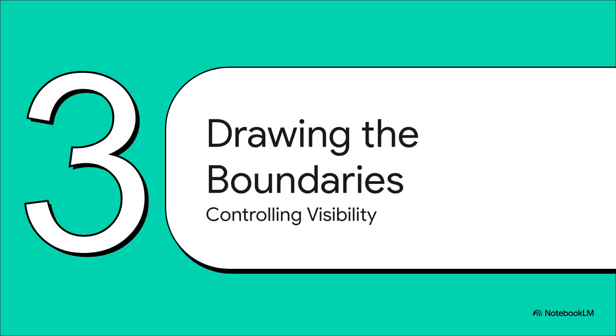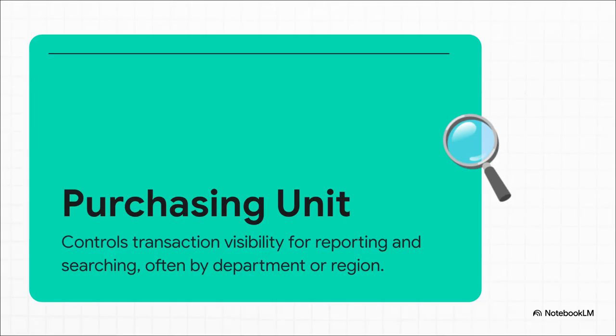Okay, so we've covered who can do what, but what's just as important is who can see what. See, control isn't just about actions. It's about visibility. You definitely don't want the marketing team in Germany seeing the R&D invoices from the team over in California. The main tool for doing this is something called a purchasing unit.